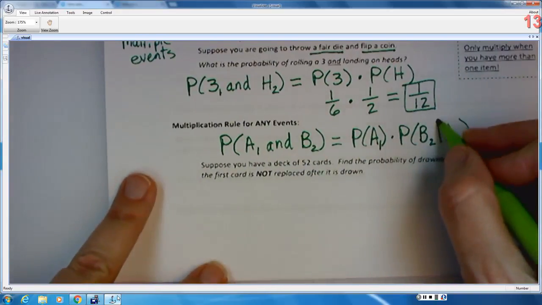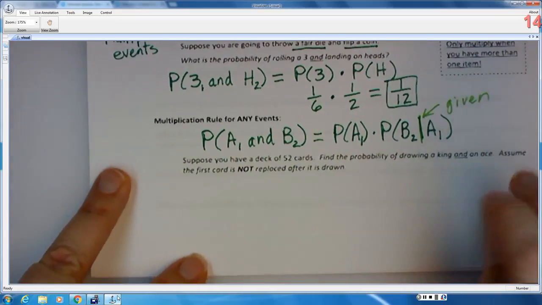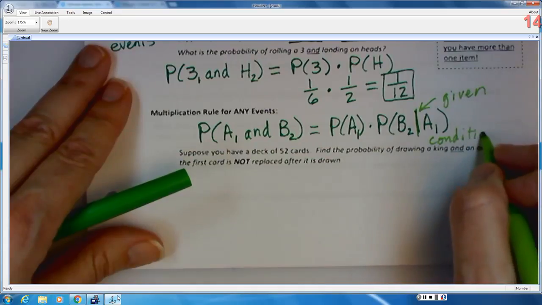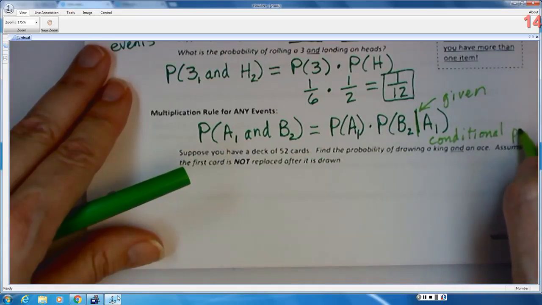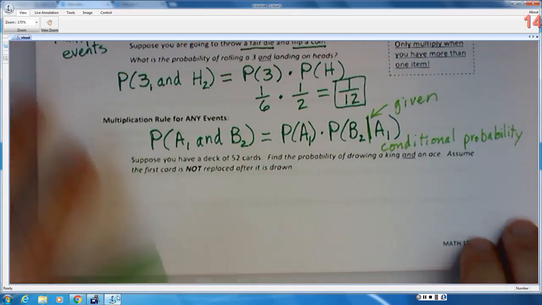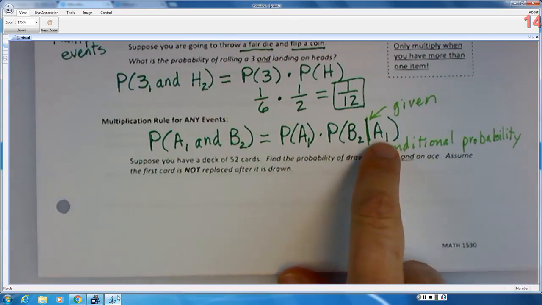So this vertical line means given, and this is a conditional probability. What it means is that we know that event A has already occurred on the first pick.